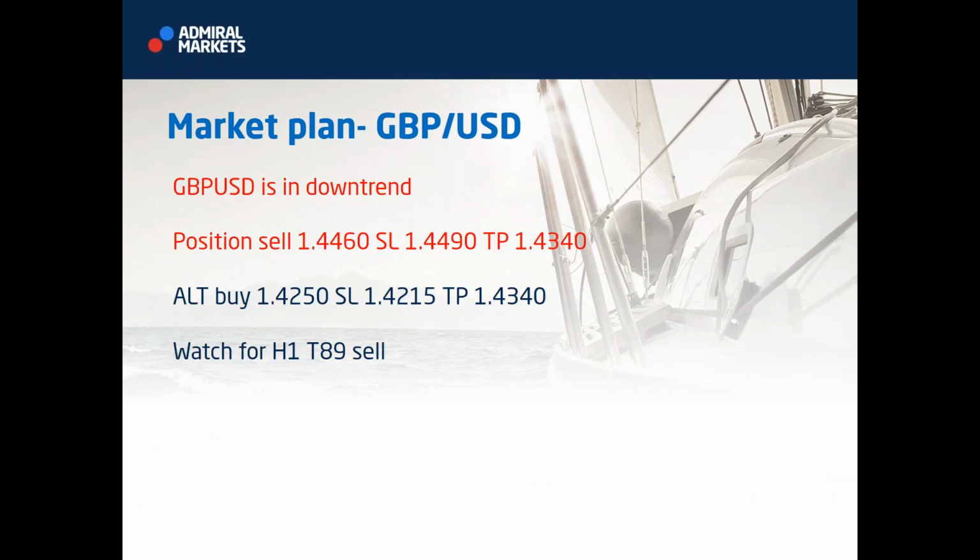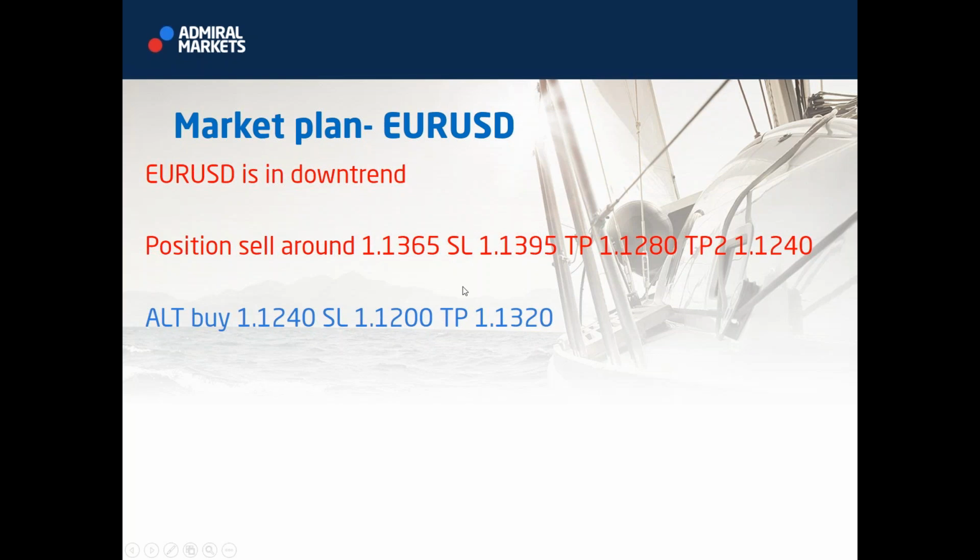Pound dollar. This is pound dollar. 1.4460 sell, 1.4490 stop loss, 1.4340 is target. The buy trade should kick in at 1.4250, 1.4215 is stop loss and 1.4340 is target. This is the slide for EUR/USD, guys. So if you missed it, be sure to snapshot it.